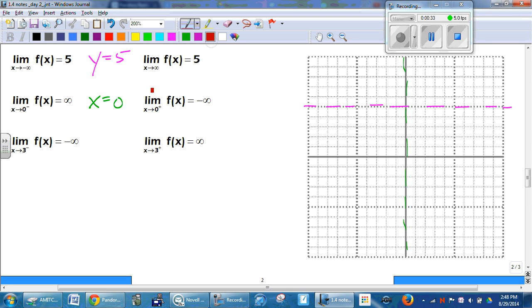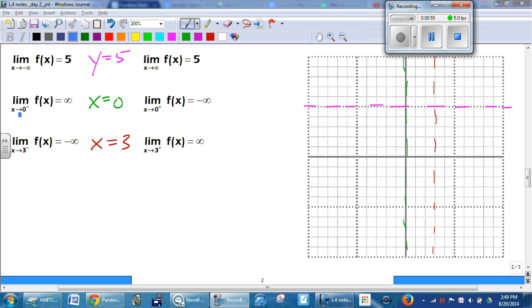And then our last one, as x approaches 3 from the left and the right, we have limits of negative infinity and positive infinity. We have another vertical asymptote at x equals 3. So the ones we want to look at to get our shapes are the one-sided limits. So let's start off over here.